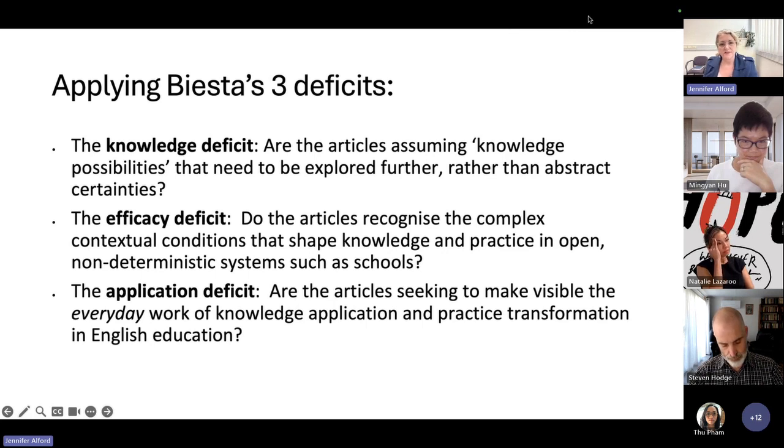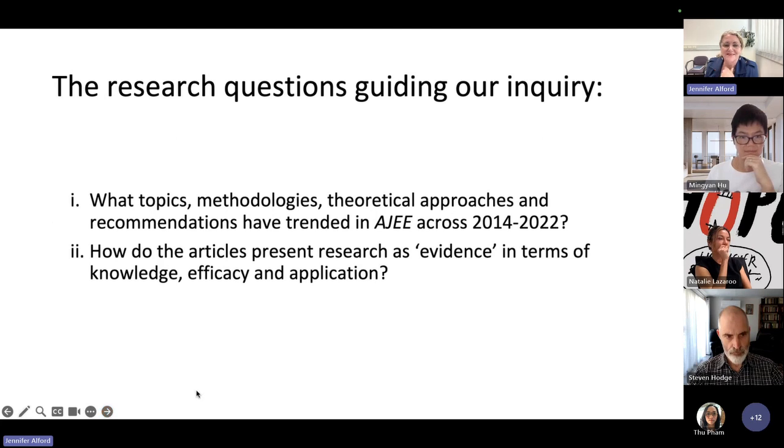So we took the knowledge deficit notion and we said to ourselves, as we read through the 139 articles, are these articles assuming knowledge possibilities that need to be explored further rather than abstract certainties? We then took the efficacy deficit idea and we said, do the articles recognise the complex contextual conditions that shape knowledge and practice in open, non-deterministic systems such as schools? And finally, the application deficit. We said, are the articles seeking to make visible the everyday work of knowledge application and practice transformation in English education? So it was a really interesting deep dive into this one journal over the 10 years.